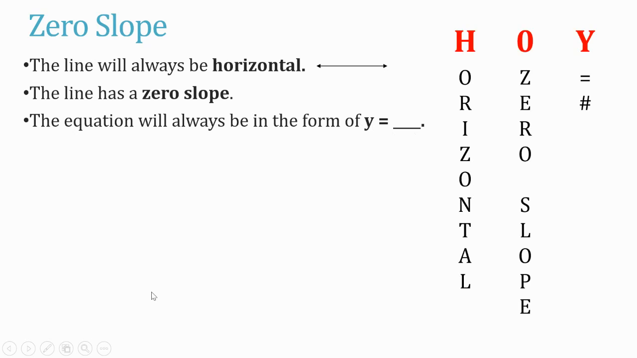One way to remember this is kind of like a play on words, HOY. So horizontal, this represents a 0 for zero slope, and then y equals a number. So when you see y equals, think HOY. So then you know it's going to be a horizontal line.